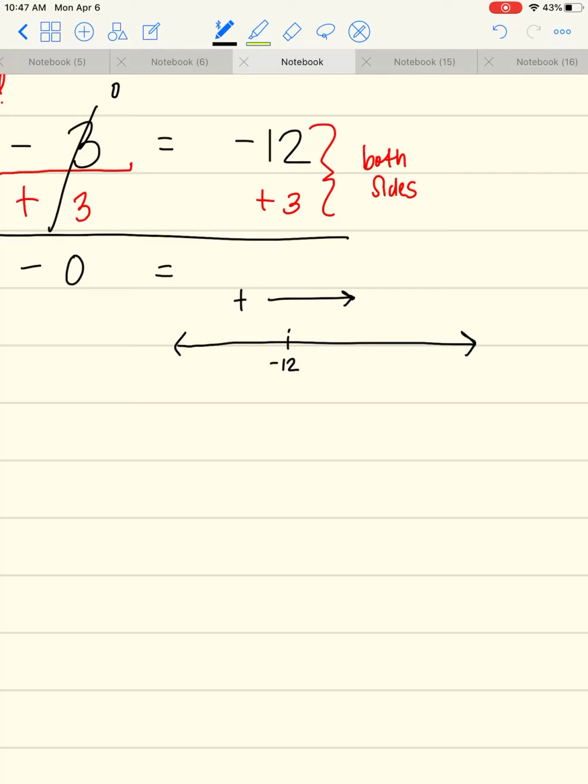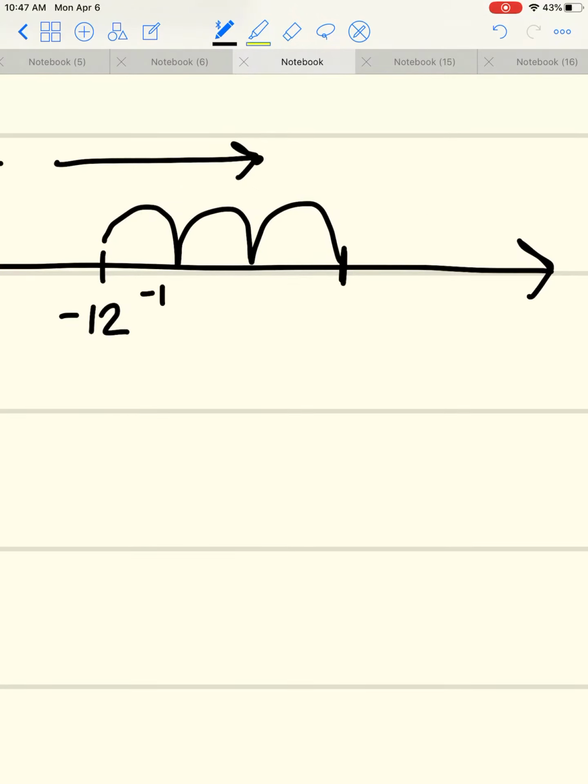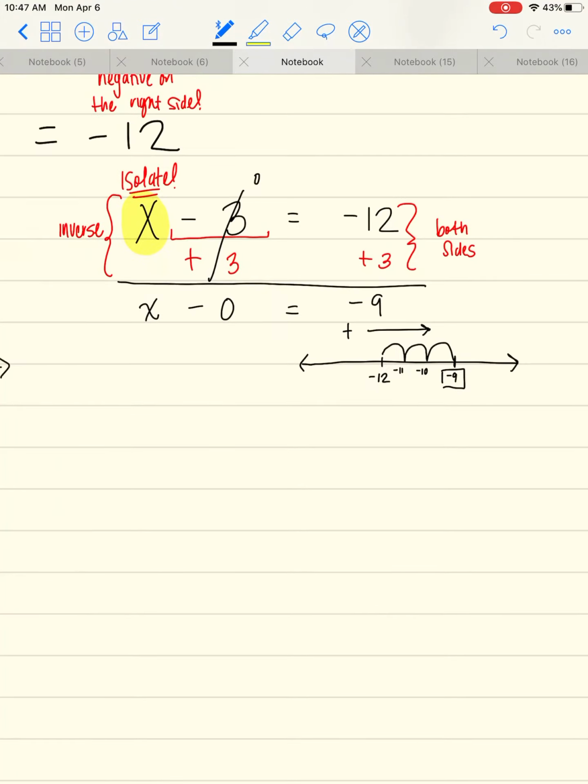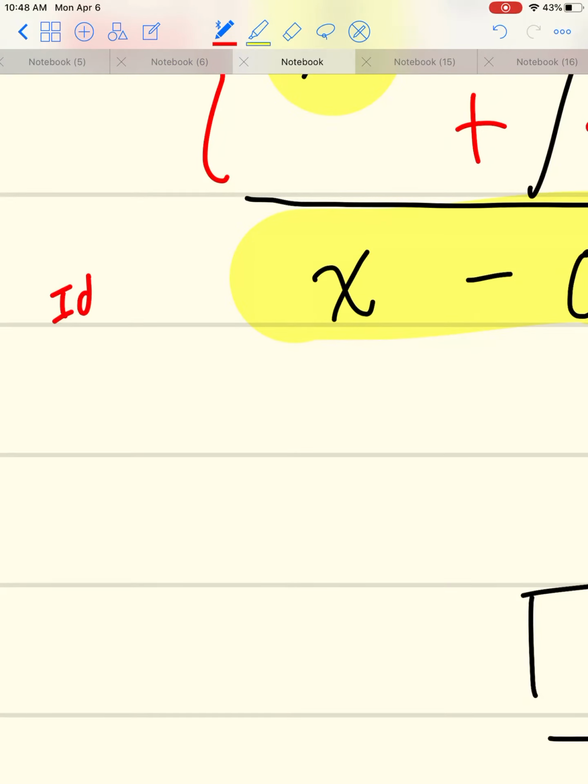So when I do that, I go 1, 2, 3. This is where I end up at. What is that? It's negative 11, negative 10, negative 9. So this is negative 9. Well, now let's keep rewriting. What is x minus 0? X minus 0 is simply x equals negative 9. And the reason for that is because of the identity property. This is the identity property.